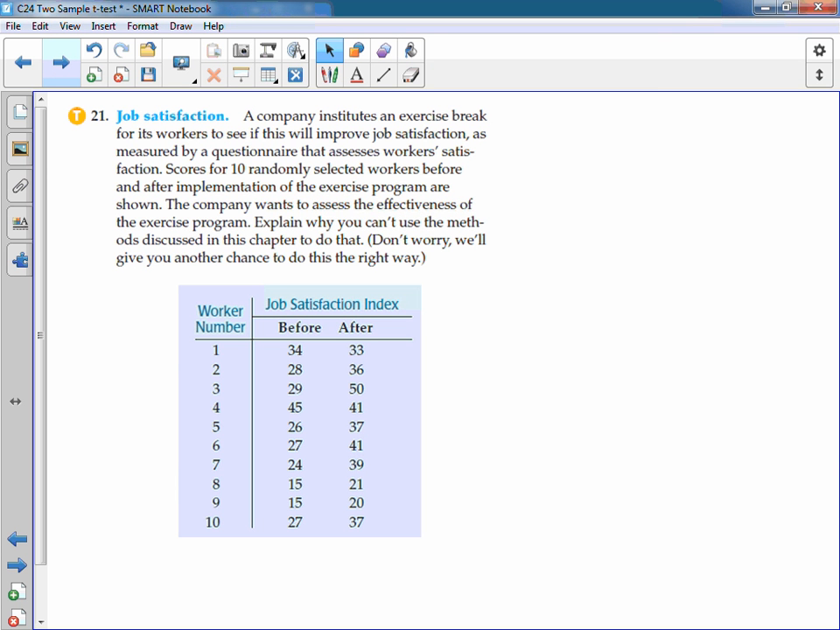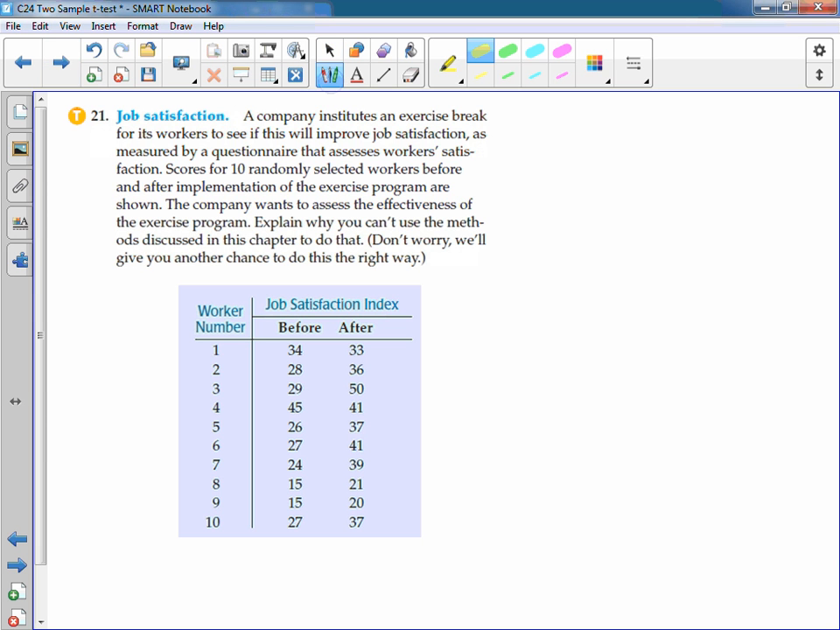Now, first question. We're not actually going to do a test. It's going to ask you a question. A company institutes an exercise break for its workers to see if this will improve job satisfaction, as measured by a questionnaire that assesses worker satisfaction. Scores for 10 randomly selected workers before and after implementation of the exercise program are shown. The company wants to assess the effectiveness of the exercise program. Explain why you can't use the methods discussed in the chapter to do that. Don't worry, we'll give you another chance to do this the right way.